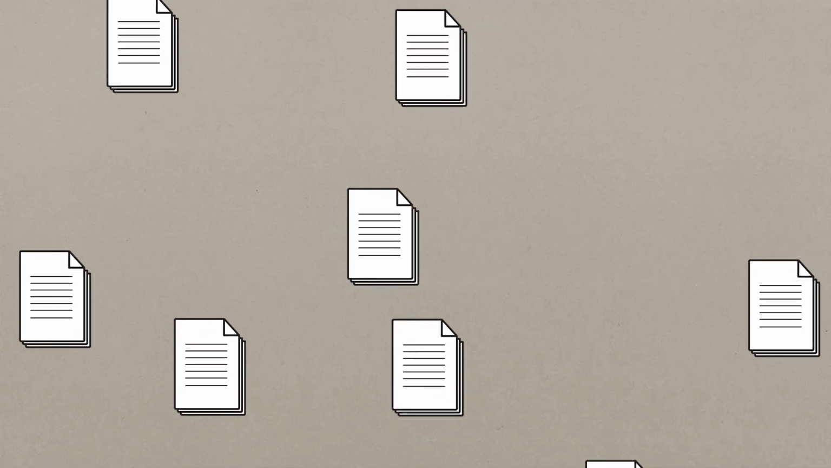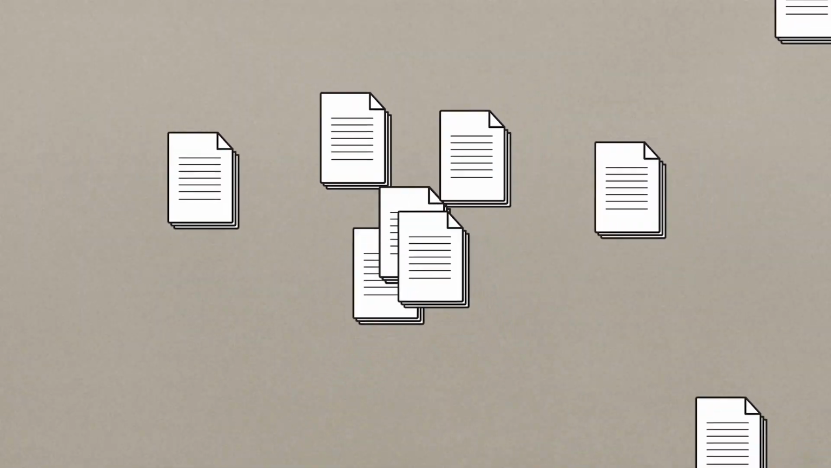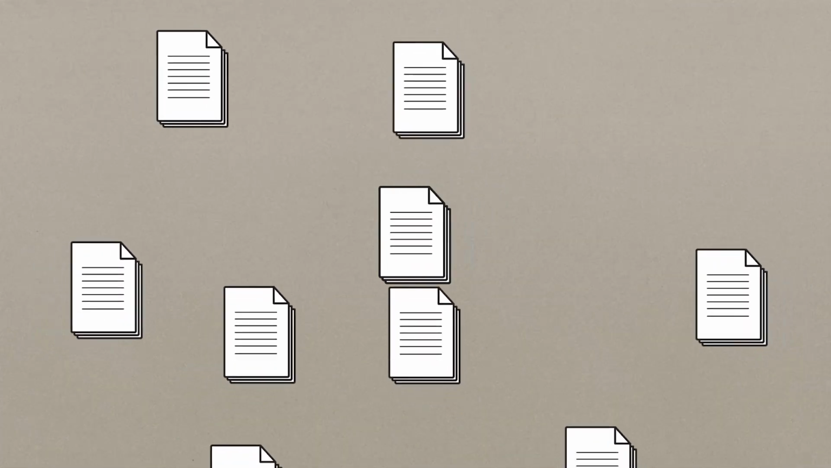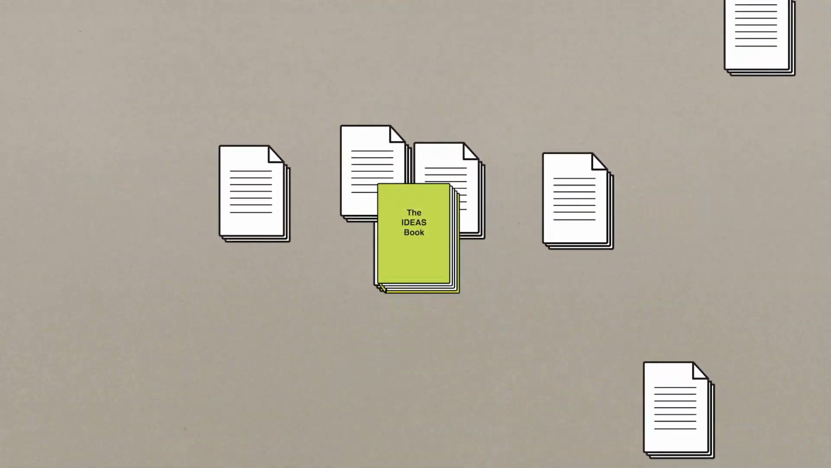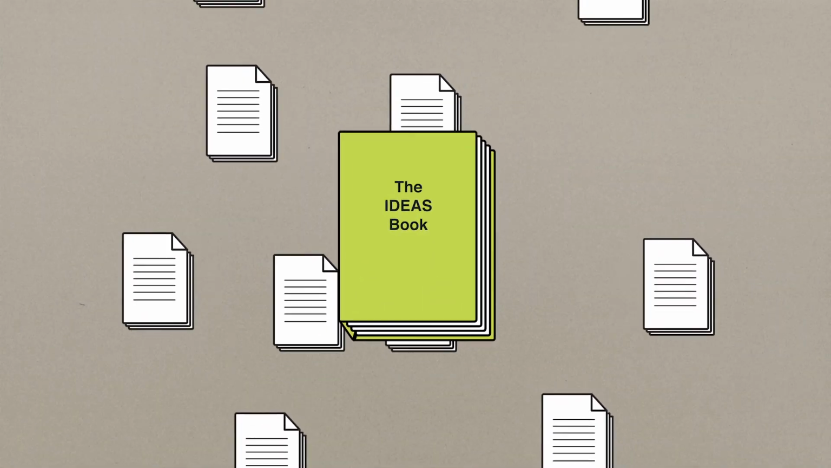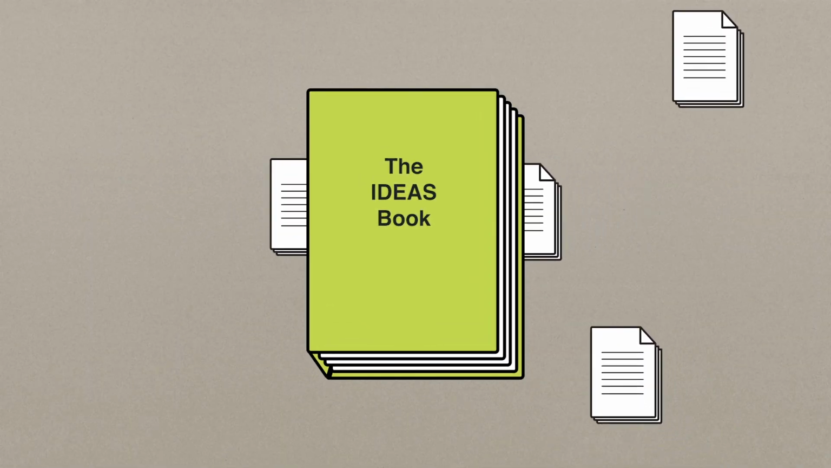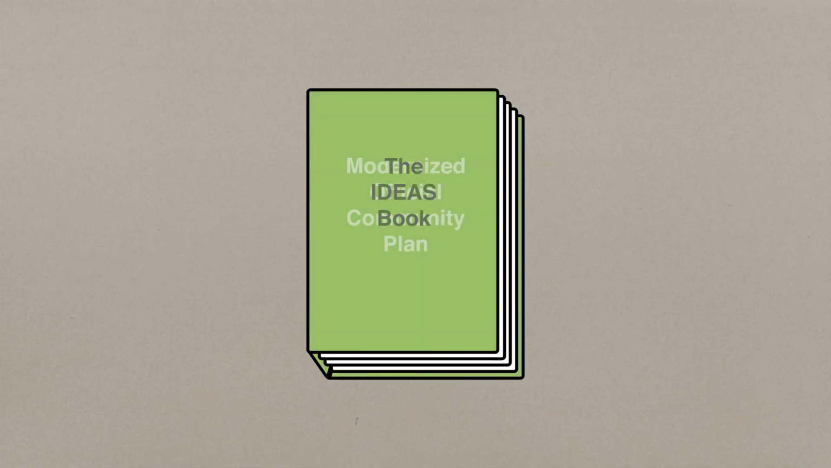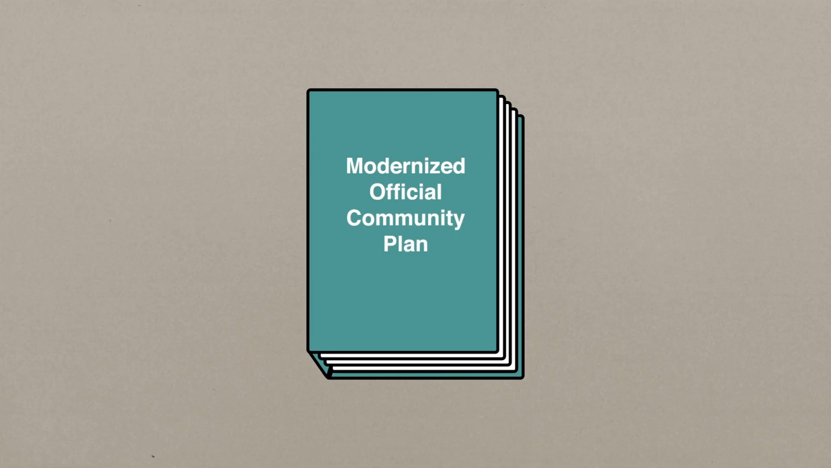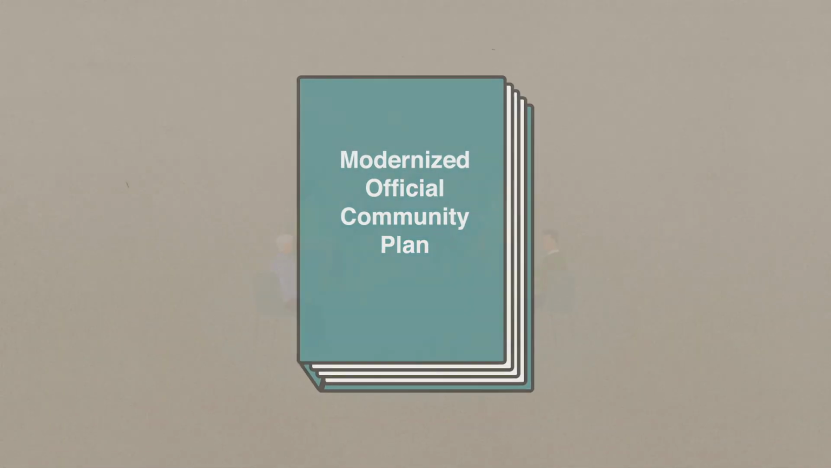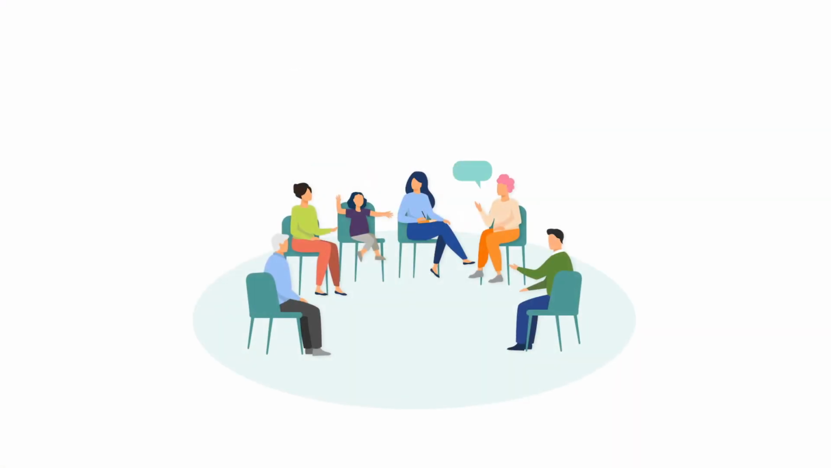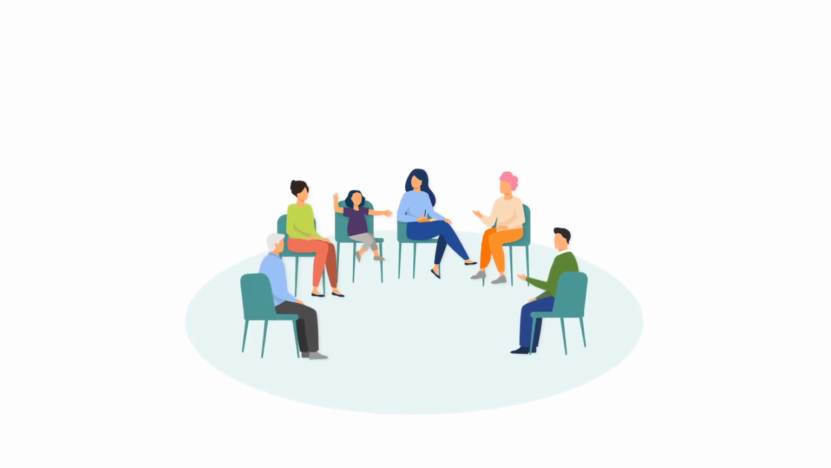And what happens from there? Well, our project team will review all the notes from each community circle and organize them into the 8 policy goals, the result of which will be a collective document called the Ideas Book. That document will be made available to the public and will be used to inform our modernized official community plan, making sure that our plan for the future reflects the voices of everyday people who call the Cowichan Valley home.